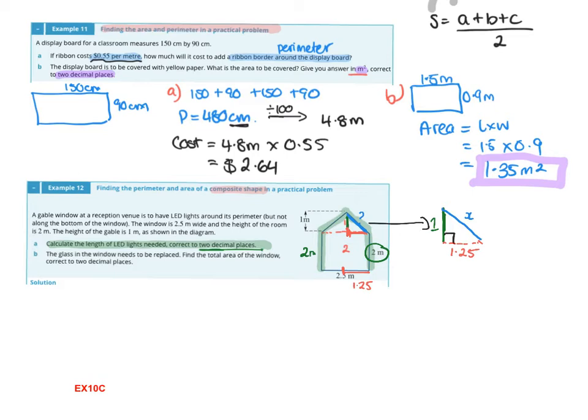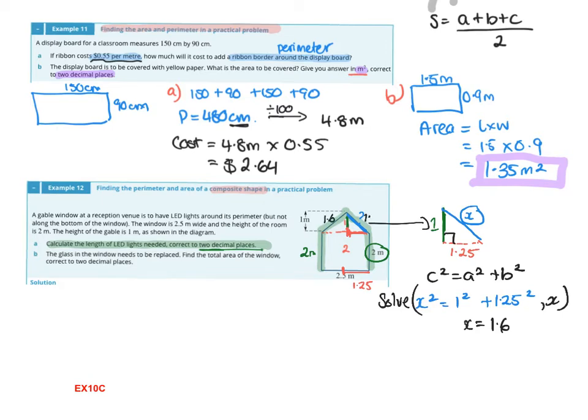Now this is a right angle triangle, so how would I find x if it's a right angle triangle? Yeah, good. What formula is that called? Pythagoras. Good, Pythagoras. So we're going to do that. X squared equals 1 squared plus 1.25 squared. And we're going to solve for x and find out what x equals. Do it. So I got 1.6. So now I know that that bit along the slant is 1.6.